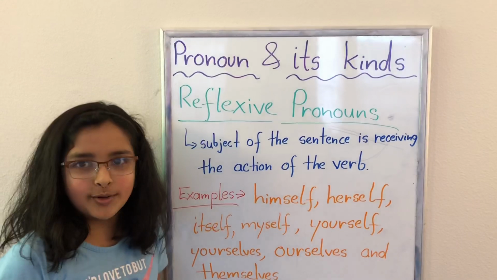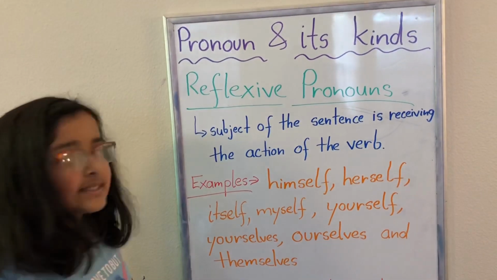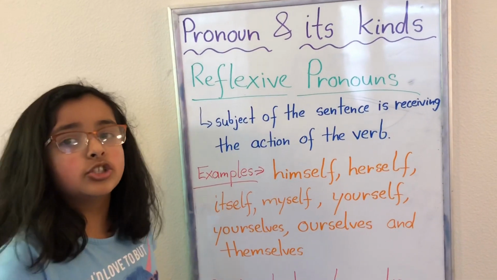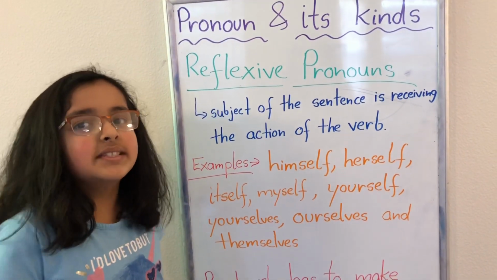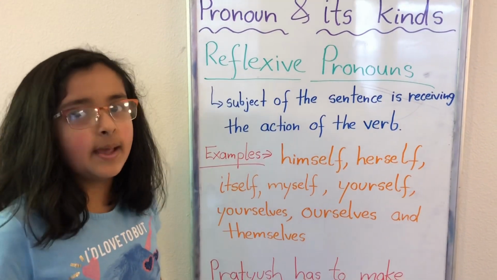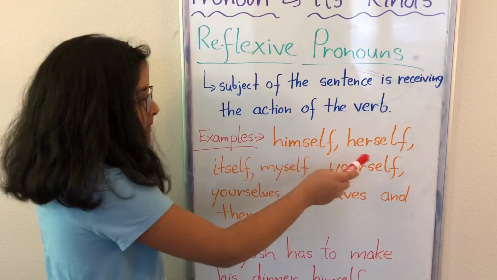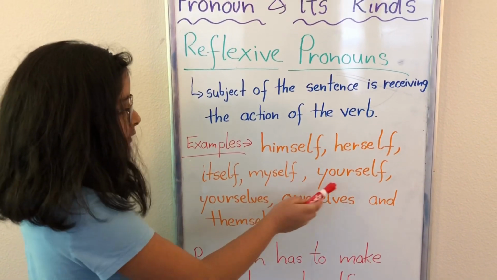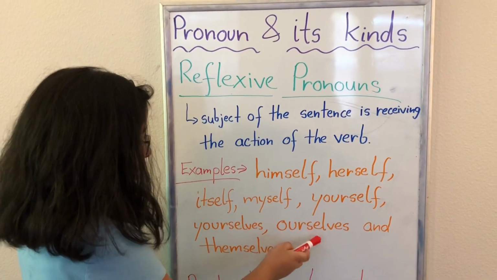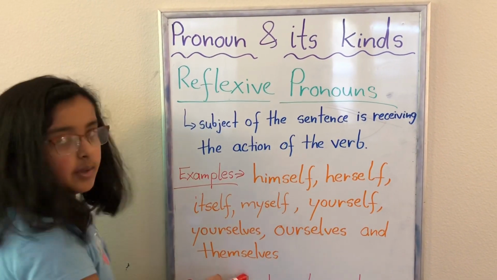Next type of pronoun is the reflexive pronoun, and a reflexive pronoun is used to show that the subject is receiving the verb's action. And some examples can be himself, herself, itself, myself, yourself, yourselves, ourself, and ourselves, and themselves.